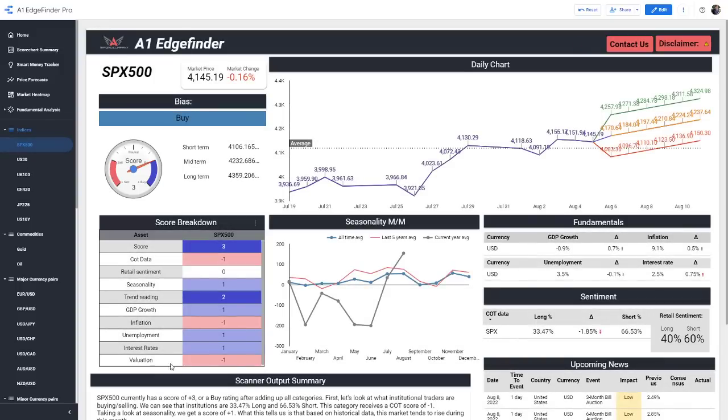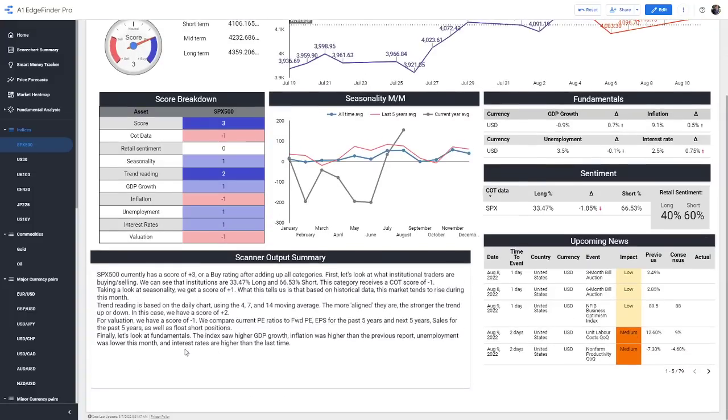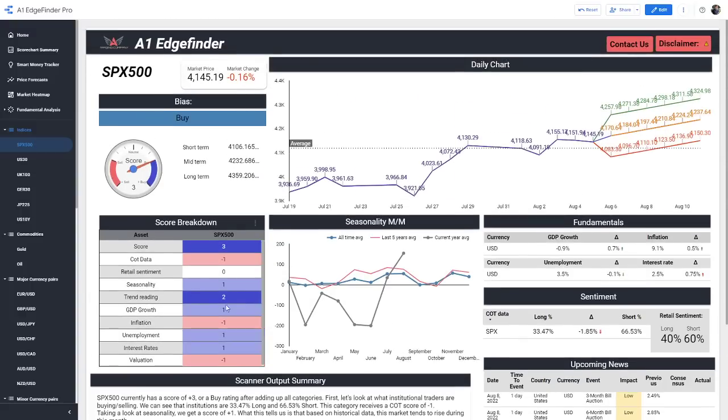Indices, we added the valuation tactic, for those of you wondering about that, if you trade indices for valuation. We compare current PE ratios to forward PE, EPS, earnings per share for the past 5 years and the next 5 years, sales for the past 5 years, as well as float short positions. And that's how we get that little valuation component. So just cool features being added.